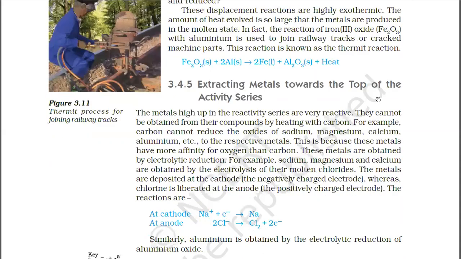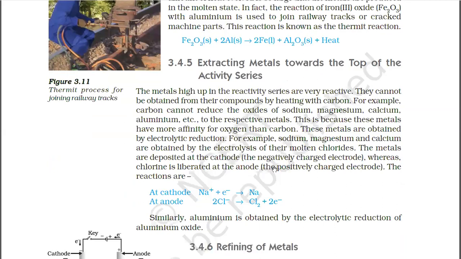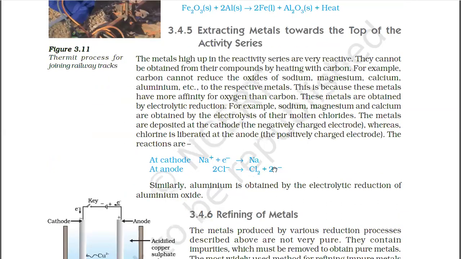Extracting metals towards the top of the activity series. Metals high up in the reactivity series are very reactive. They cannot be obtained from their compounds by heating with carbon. For example, carbon cannot reduce the oxides of sodium, magnesium, calcium, etc. to the respective metals. This is because these metals have more affinity for oxygen than carbon. These metals are obtained by electrolytic reduction.